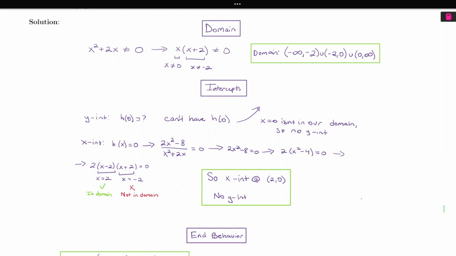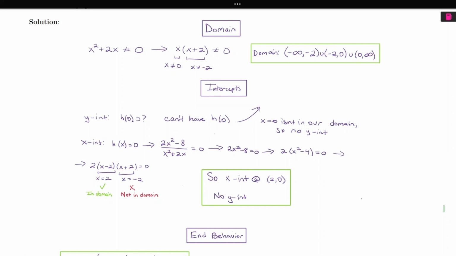For the x-intercept, that's setting h of x equal to 0. And when we do that, we're going to solve for when the numerator is 0, because 0 over a number that's not 0, like 0 over 8, is going to be 0. So 2x squared minus 8 equals 0.